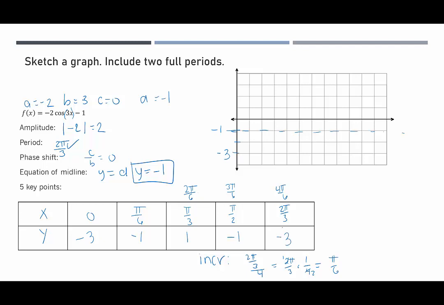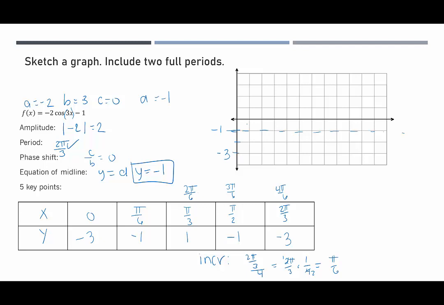So that's why that midline is so important, because that tells us where we are adjusting from. Where is the amplitude being taken from? From the midline. 2 units below and 2 units above. Okay, now we're ready to graph.